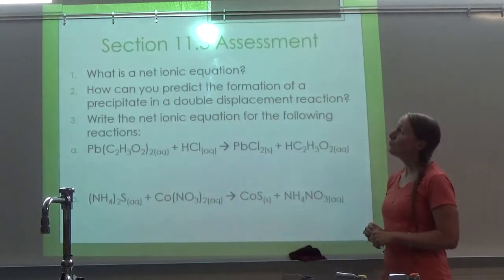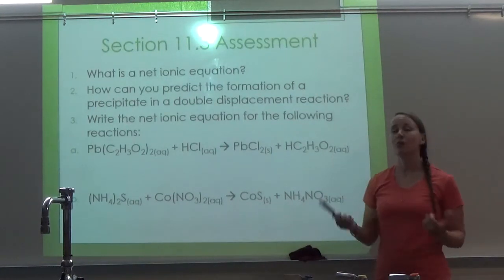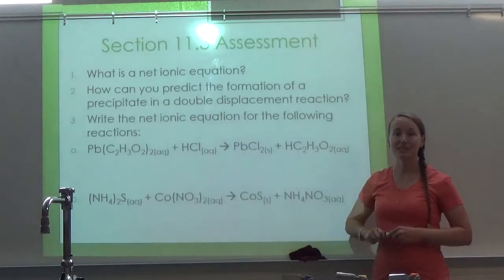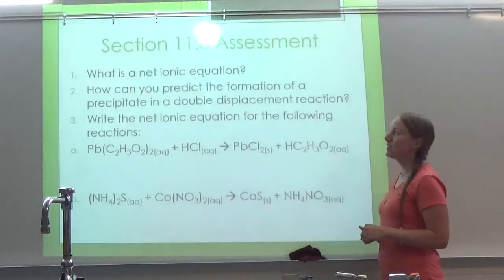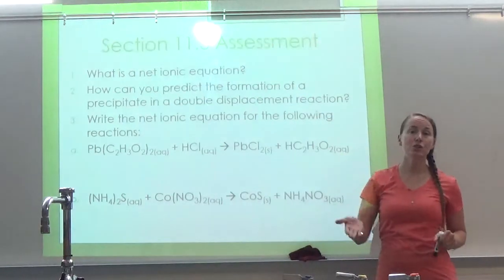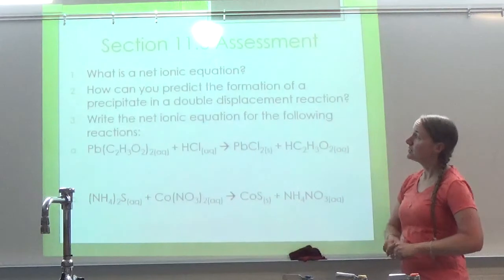But first one is, what is a net ionic equation? So a net ionic equation is an equation that only shows the substances that actually react. There are no spectator ions. Okay, so a net ionic equation only shows the substances that react. It does not include the spectator ions.